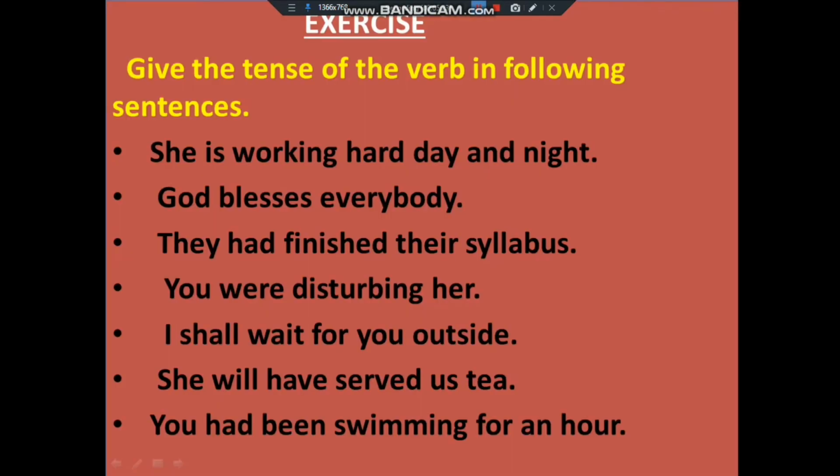Now, some sentences are there on your screen. Give the tense of the verb in the following sentences. You have to write the tense, whether it is indefinite tense or continuous tense or perfect tenses. I think it is very easy for you. So, be quick, send your answers immediately.